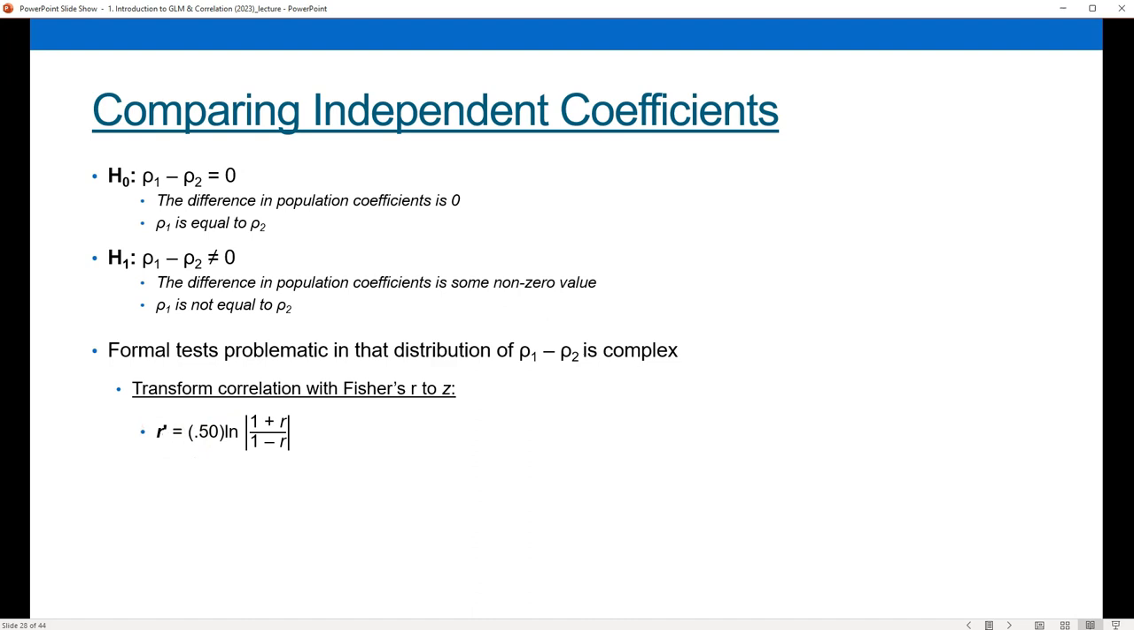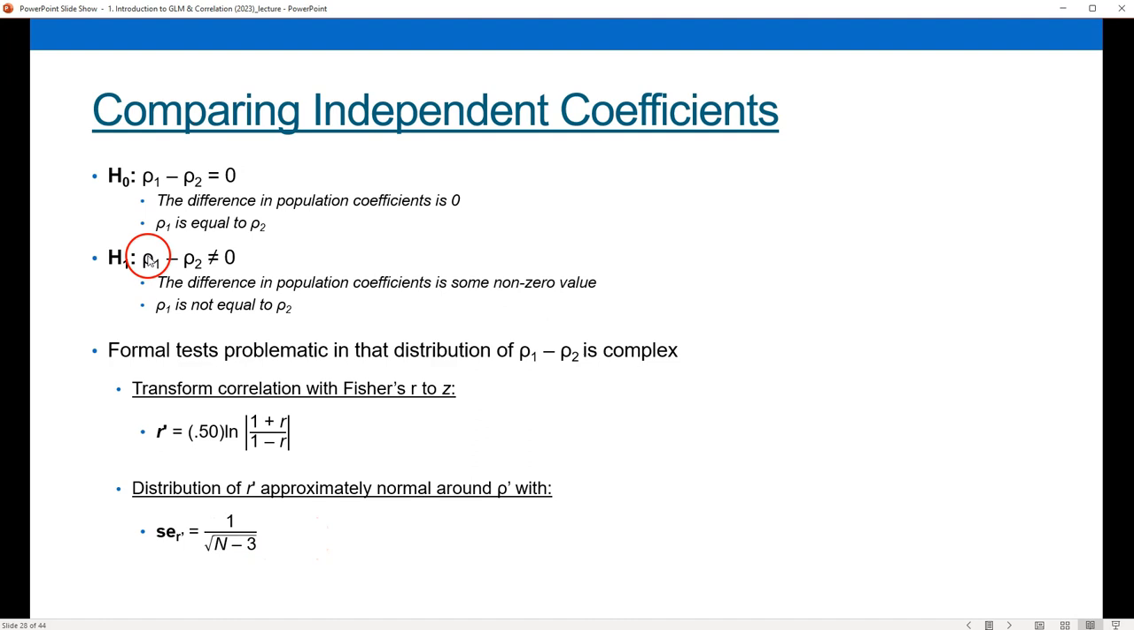And R prime now follows some better properties in terms of distribution. The distribution of R prime is approximately normal around the population prime value with a standard error equal to 1 over the square root of n minus 3, okay? So what we're doing is taking our Pearson correlation and turning it into a slightly different statistic, this R prime value, and we know the distribution of that is approximately normal with a standard error equal to this, okay?